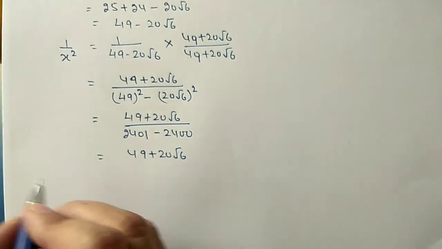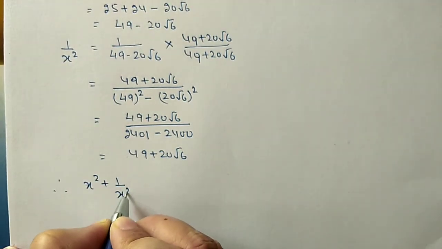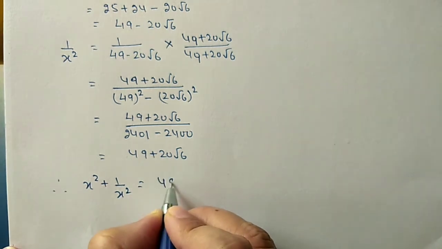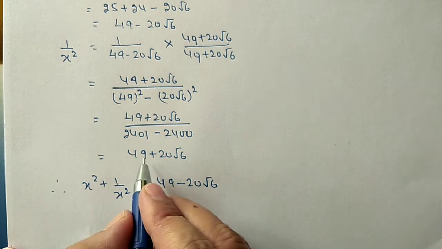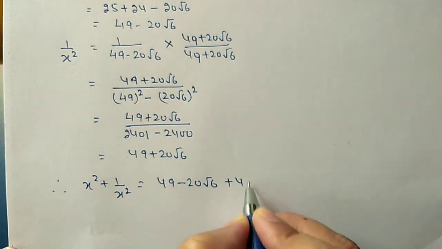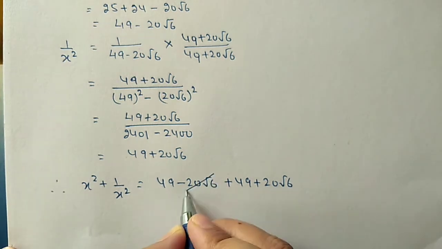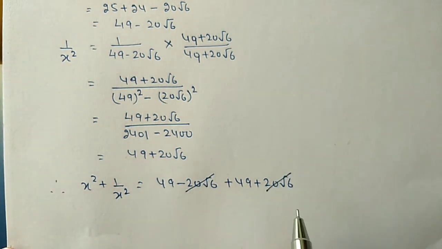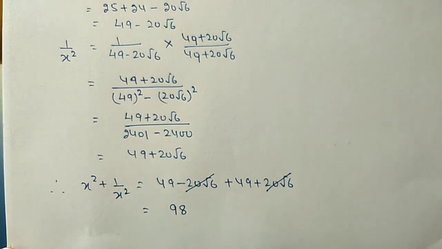Therefore now in the question we have x square plus 1 by x square. The x square value is 49 minus 20 root 6 and the 1 by x square value is 49 plus 20 root 6. So this minus 20 root 6 plus 20 root 6 will cancel out. 49 plus 49 will become 98.